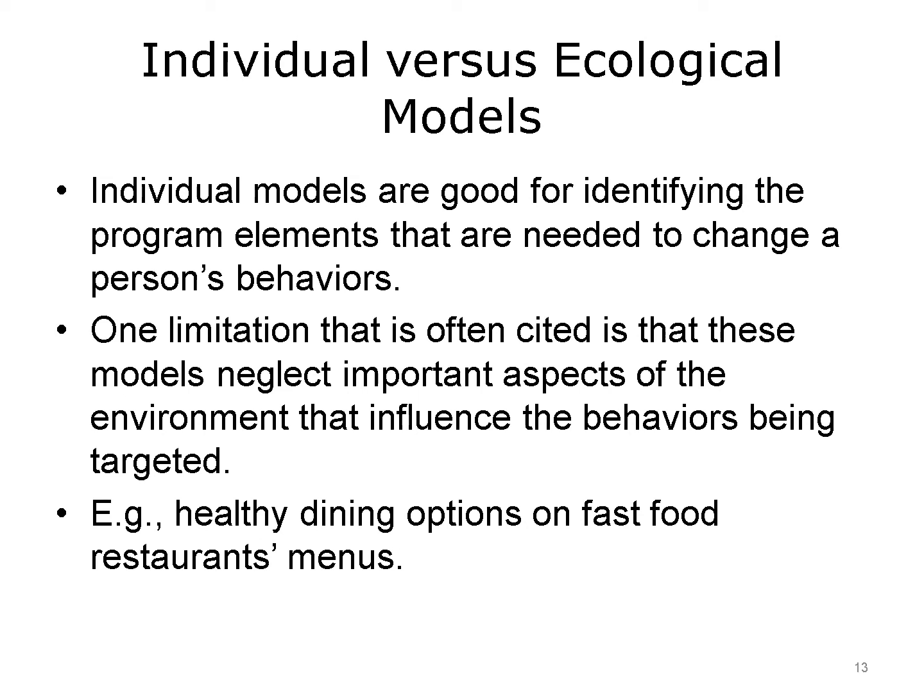The other big set of models are ecological models, and these involve trying to change the operation, the environment around individuals. So individual models are good for identifying program needs to impact the individual. As a planner, you need to consider the individual, but you also need to consider the environment. Can people actually access the things they need to improve their health? One example is putting healthy dining options on fast food restaurant menus.